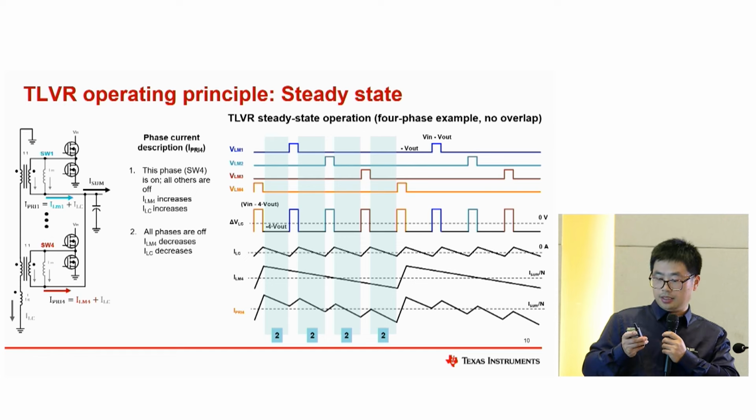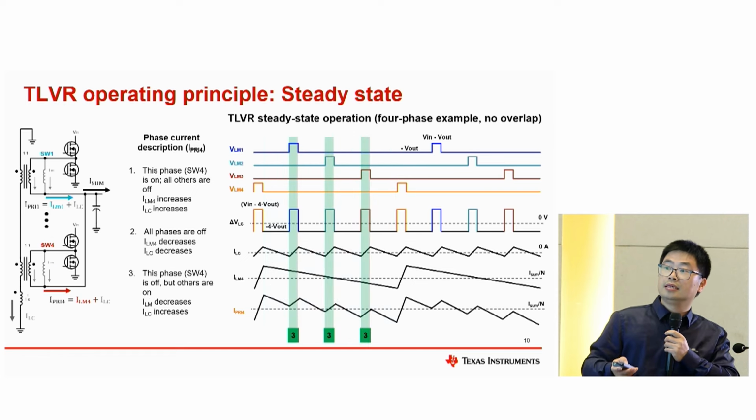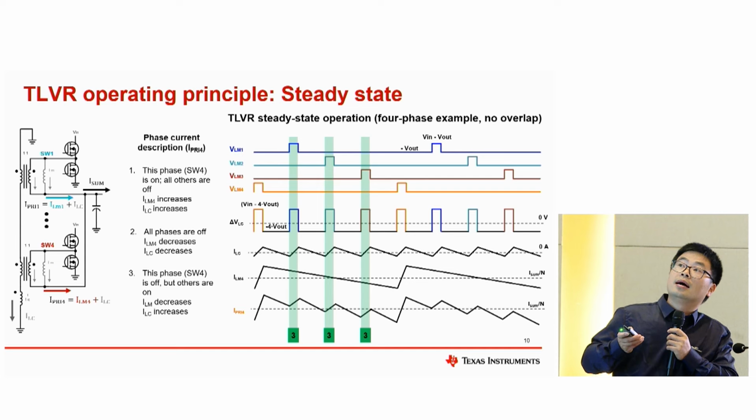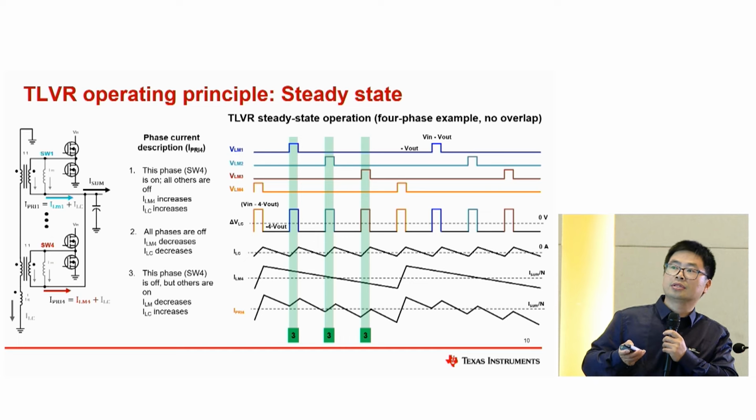And in state 3, this one, we can see that in phase 1 the MOSFET is on, but the other MOSFET is off here. Then we can also get the voltage on the LC inductor is also about V in minus 4 times V out.